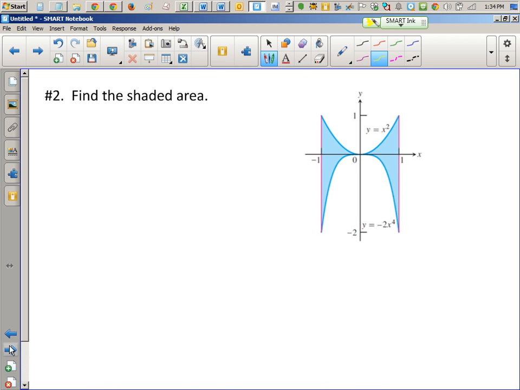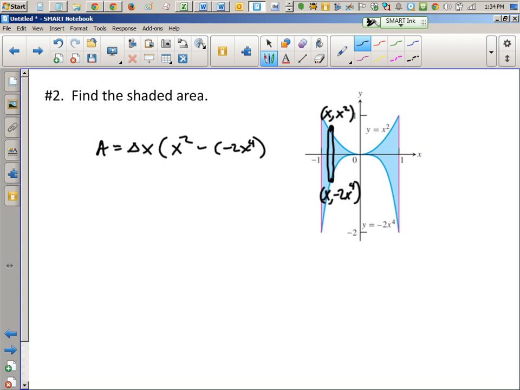How would you apply that same logic here? Probably want to draw a sample rectangle. Right? The highest point on here is x squared. The lowest point on here is negative 2x to the fourth. See? So how wide is this rectangle? Delta x. How tall is the rectangle? x squared minus negative 2x to the fourth. It's just the high value minus the low value.